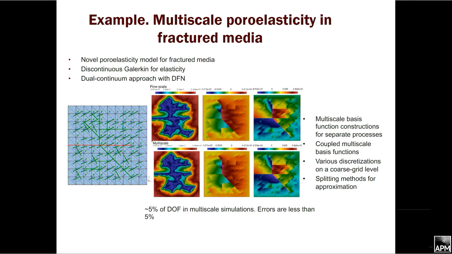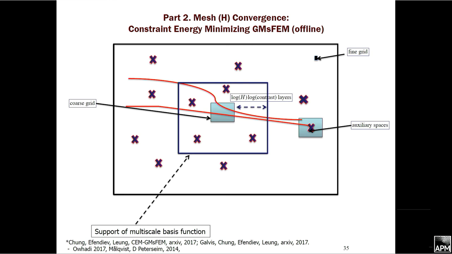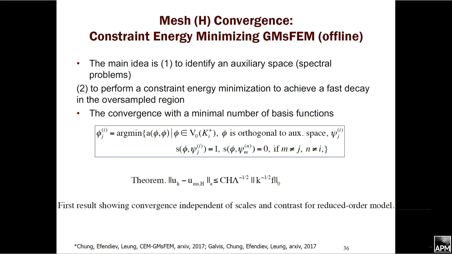And this is the last part. Basically, we have to have this non-locality. The next step is that the first step gives you convergence without H. But if you want H, the second step goes like this: once we build this multi-scale spectral space, then in a bigger domain we minimize energy subject to the constraint that it's one.